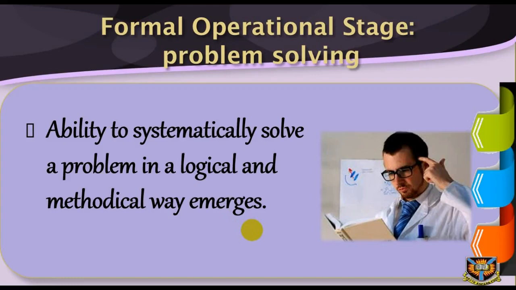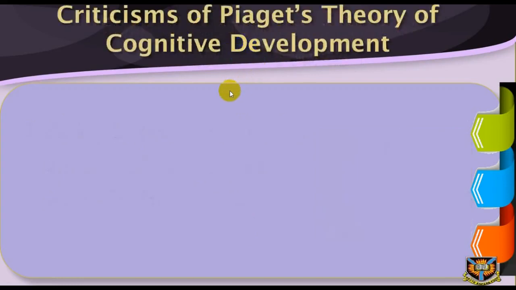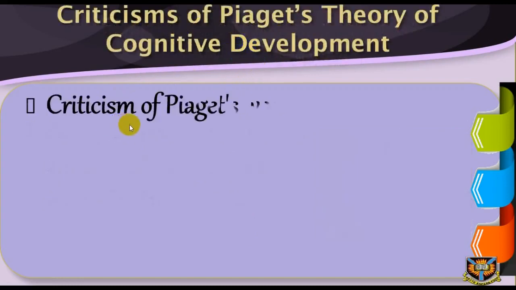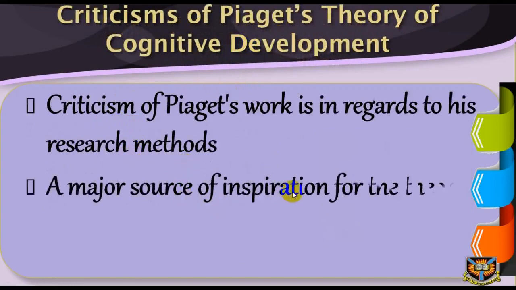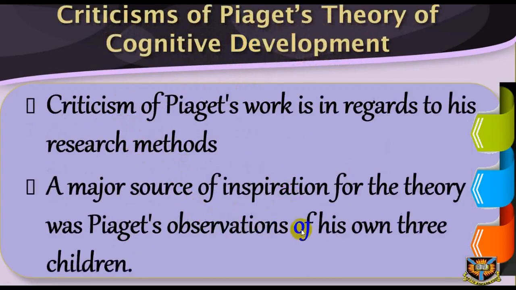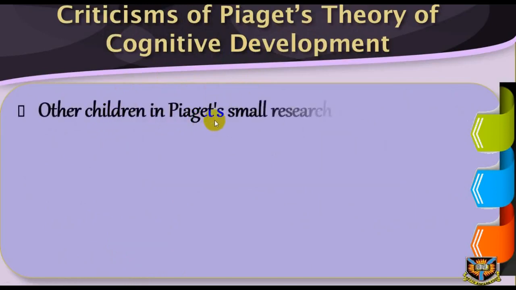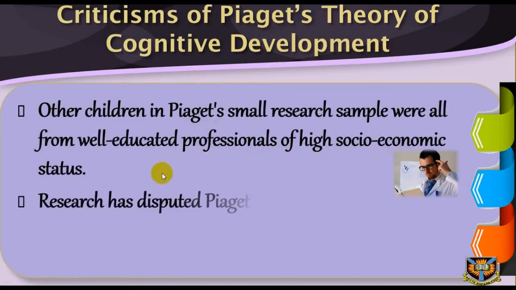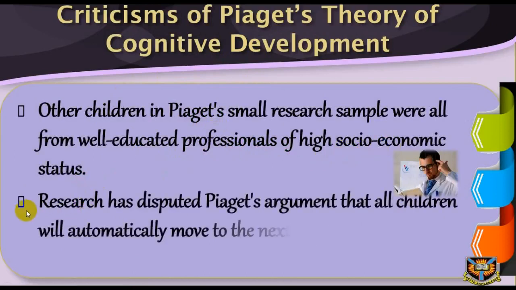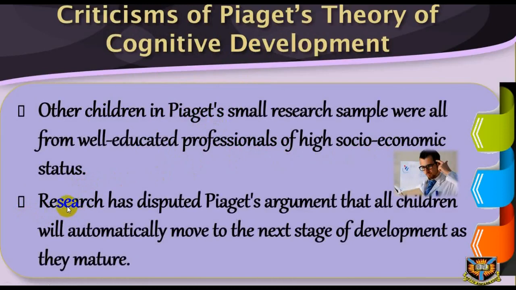Criticisms of Piaget's theory of cognitive development. Much of the criticism of Piaget's work is in regards to his research methods. A major source of inspiration for the theory was Piaget's observations of his own three children. In addition to this, the other children in Piaget's small research sample were all from well-educated professionals of high socioeconomic status. Because of this unrepresentative sample, it is difficult to generalize his findings to a larger population.